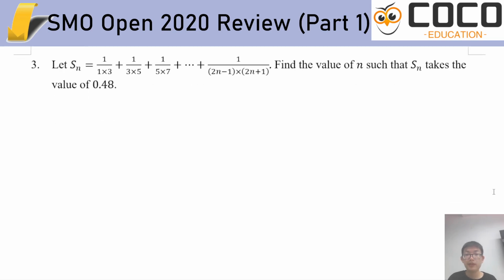Question 3. This is something that is unique to the SMO Open, which is that this is sort of the A-level problem. And for those of you who don't have Olympiad experience, the first time where it will be explicitly tested is at the A-level stage.